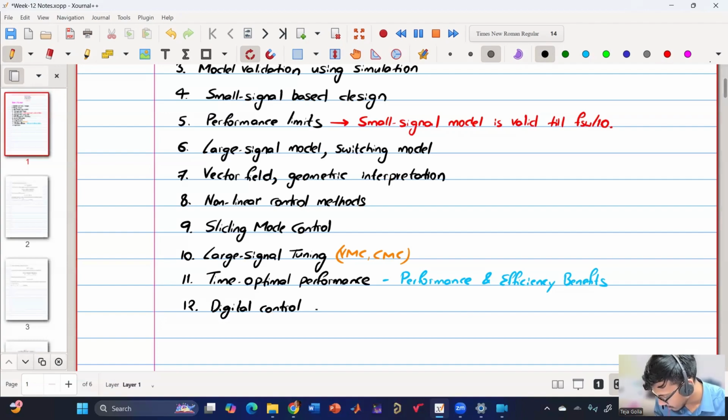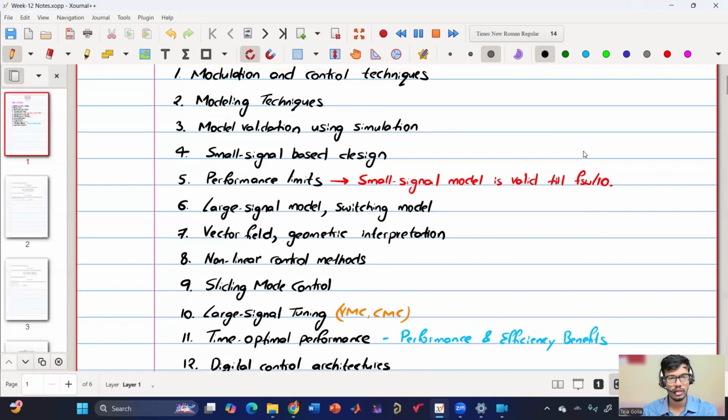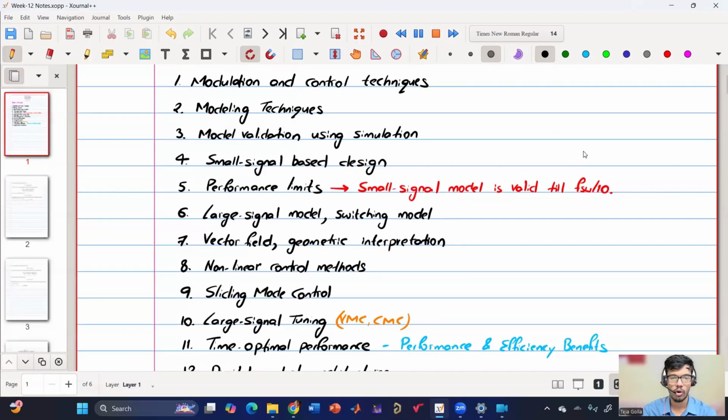So this is the summary of what sir has taught in this entire course, just to give an overall picture. Any doubts until this point, before I further summarize what modulation and what different types of modeling techniques we have used, and what types of small signal models we have learned? Anyone? Okay, no doubts.